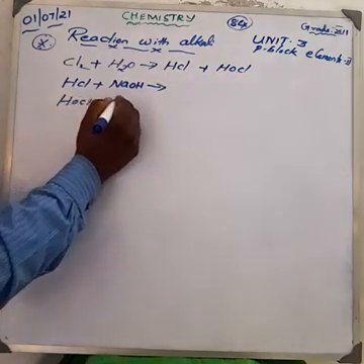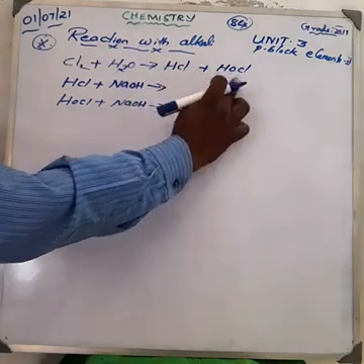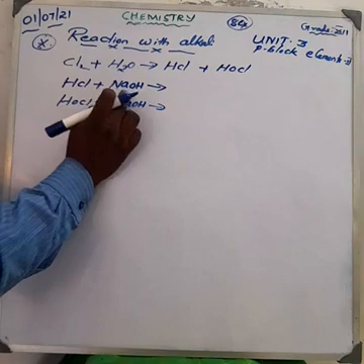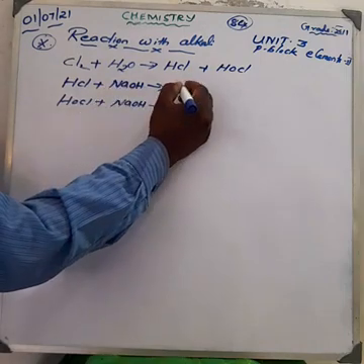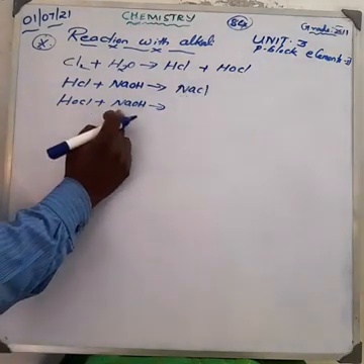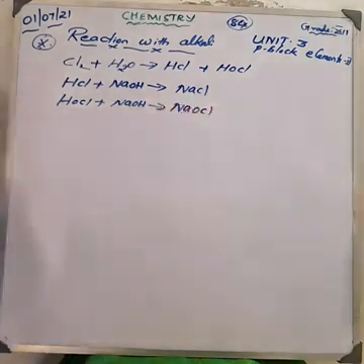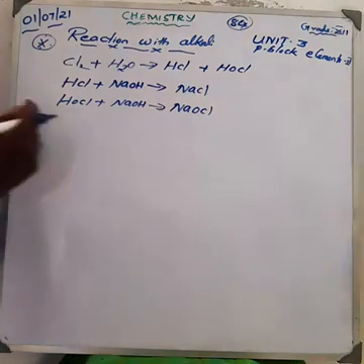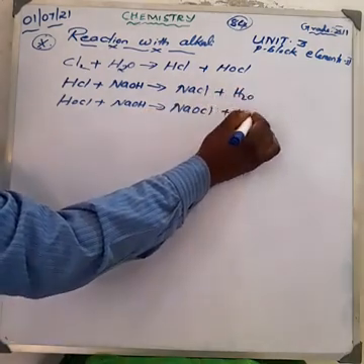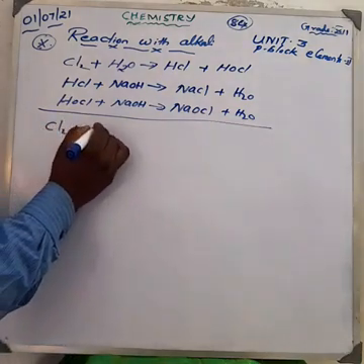Can you understand? Here we get two products: one is hydrochloric acid and the other is hypochlorous acid. Hydrochloric acid reacts with sodium hydroxide, and we get sodium chloride. Hypochlorous acid reacts with sodium hydroxide, and we get sodium hypochlorite. So we have to write the overall reaction. What is the overall reaction? Chlorine reacts with sodium hydroxide, and we get sodium hypochlorite, sodium chloride and water.